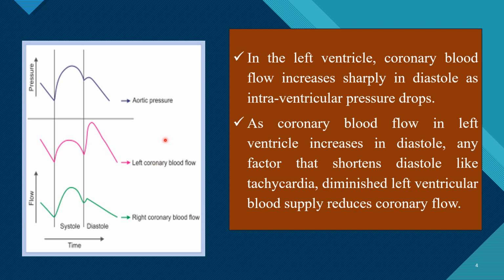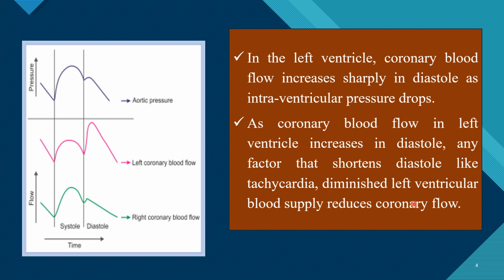Now you can see from this graph, it is very clear. During diastole, the left ventricular blood flow is very high. So coronary blood flow in the left ventricle increases during diastole. So any factor that shortens the diastole, it may be tachycardia, if the heart rate is increased, obviously the duration of diastole will be less, or diminished diastolic filling, will all reduce the coronary blood flow.